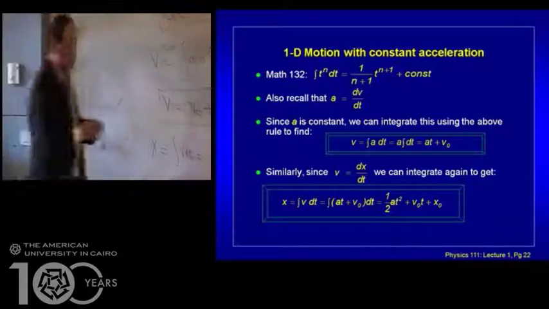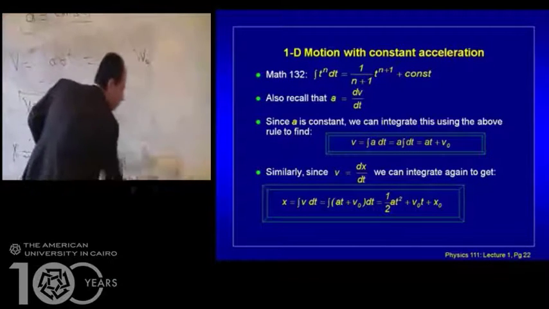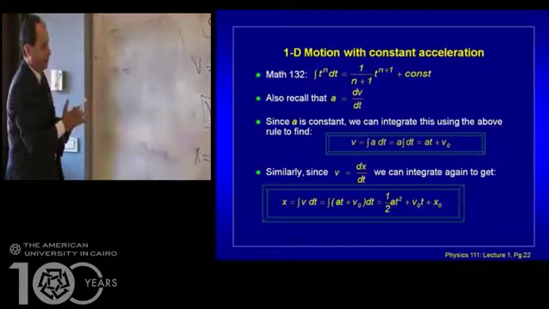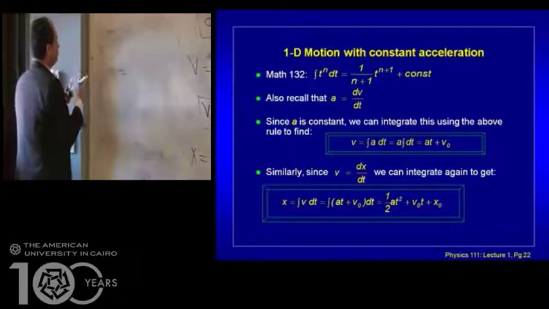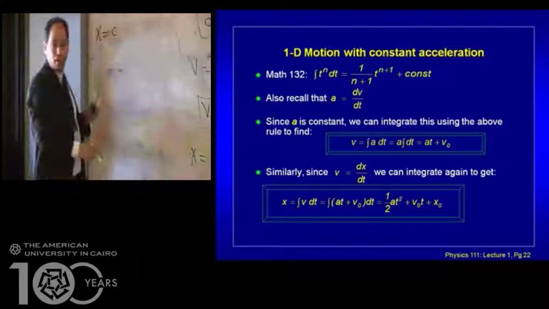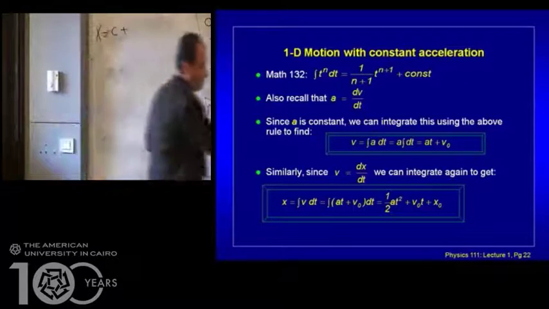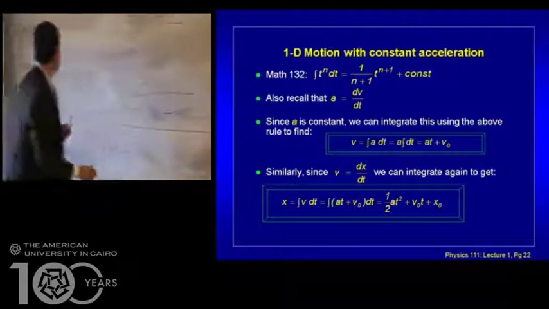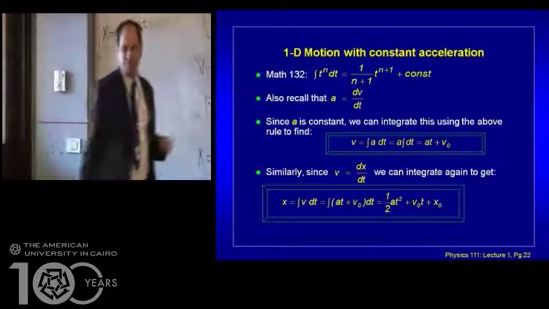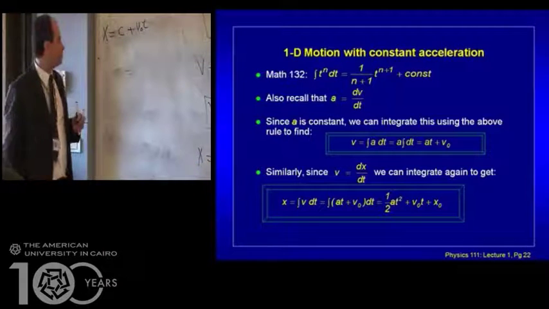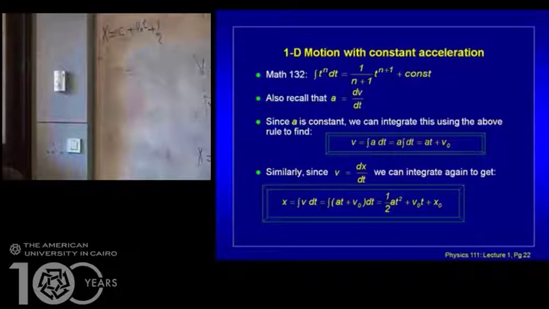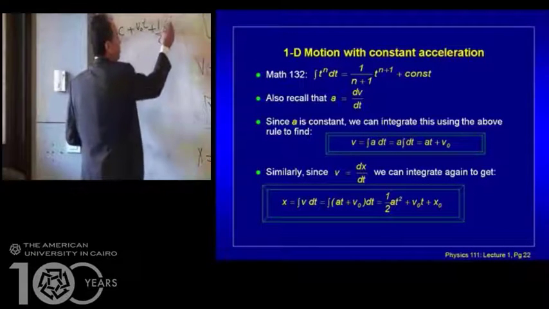I'm going to rewrite that equation again. I'm going to clean it a little bit. It says that x equals constant plus constant plus V0t. I'm going to remove the ones because they mean nothing. Plus 1/2, that's 1/2 over 2, that's 1/2 at squared.